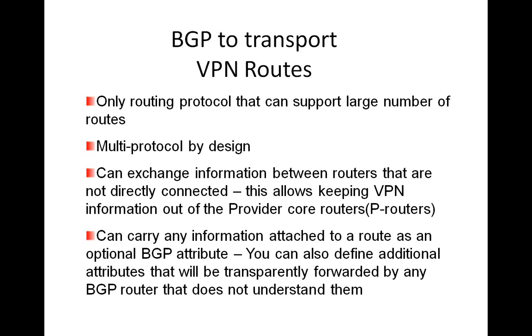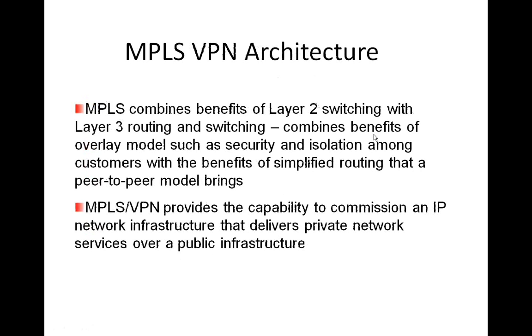Then another reason to go with BGP is that it can carry any information attached to a route as an optional BGP attribute. You can define additional attributes that will be transparently forwarded by any BGP router that does not understand them. Basically, this means that BGP allows you to associate some characteristics or some colors to different routes that it carries. It's not just the routes, it is routes with some characteristics. And this can be very useful in coming up with different kinds of routing policies while distributing the routes amongst its peers.